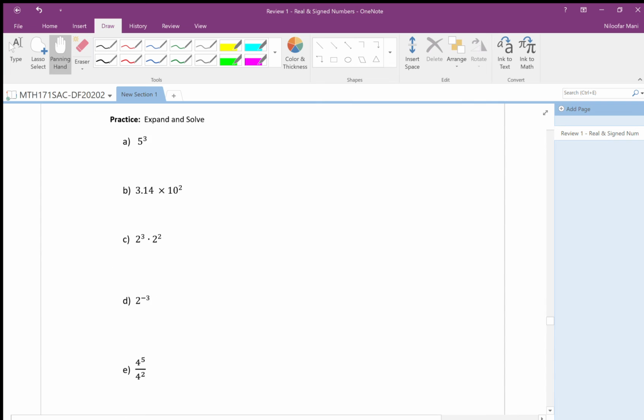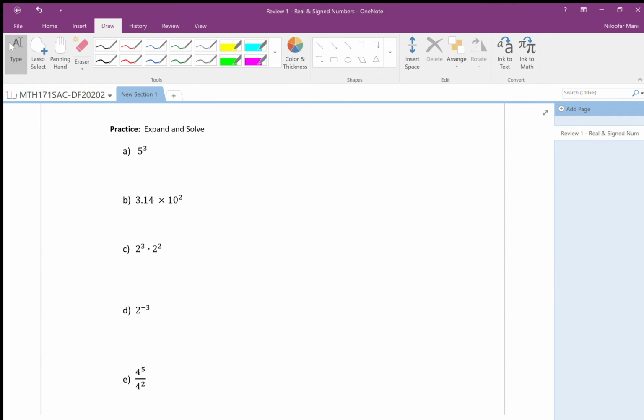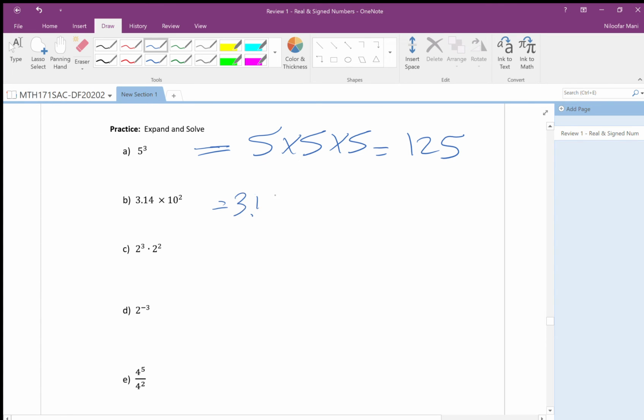Okay, so here, expand and solve. They want you to expand, but later on, when I teach you to use exponent rules, then you don't need to expand it. You can just use the rule. So what is that? This means 5 times 5 times 5, which is 125. How about that? This is 3.14 times 10 times 10, which is 314, which is multiplied by 100. Later on you will learn how to answer this when we teach you exponent rules.